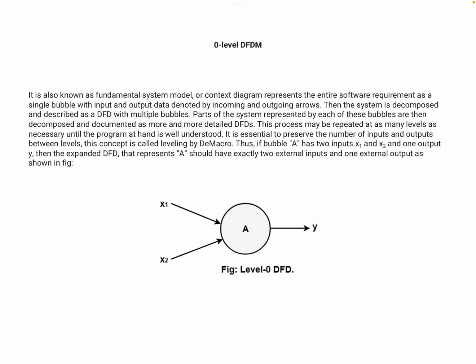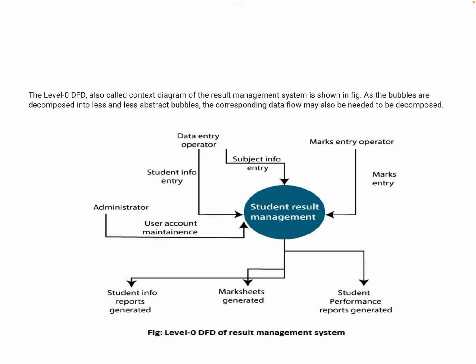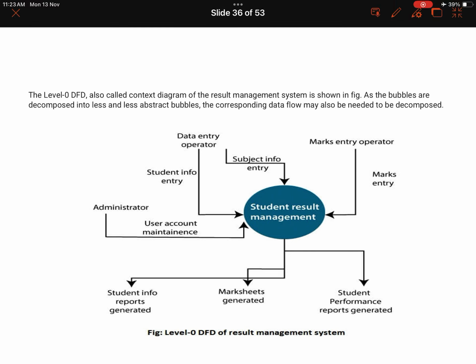Thus, if bubble A has two inputs x1 and x2 and one output y, then the expanded DFD that represents A should have exactly two external inputs and one external output. The level 0 DFD, also called context diagram, of a result management system is shown. As the bubbles are decomposed into less and less abstract bubbles, the corresponding data flows may also need to be decomposed. So this is level 0.